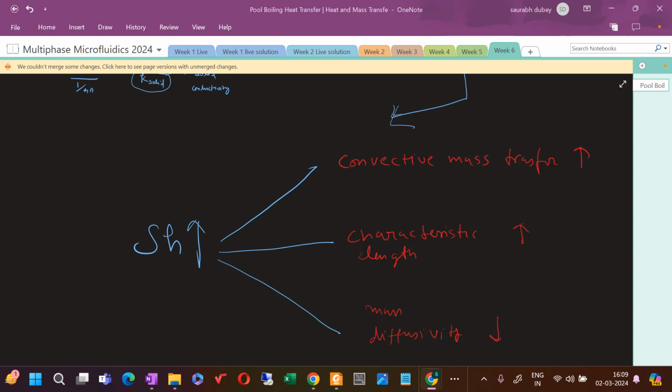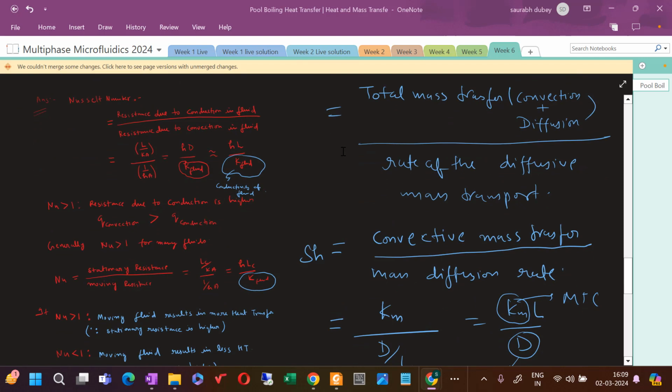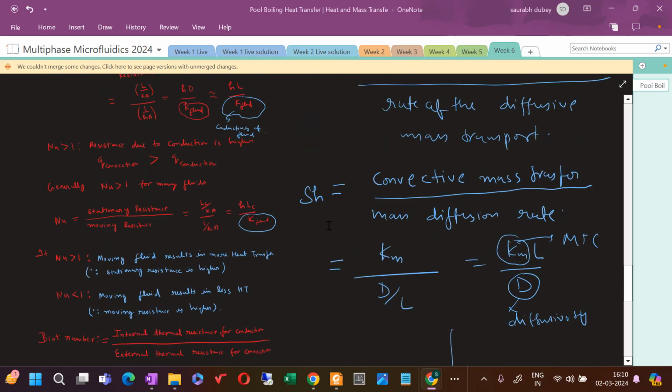So this Sherwood number we discussed in detail, and now the Nusselt number is what? Nusselt number is resistance due to the conduction in the fluid to convection in the fluid, that is L by K divided by 1 by h. That comes out to be hL by K fluid, K being the thermal conductivity of the fluid. We discussed that if Nusselt number is greater than 1, it means Q convection is higher than Q conduction, and generally Nusselt number is greater than 1 for many fluids.